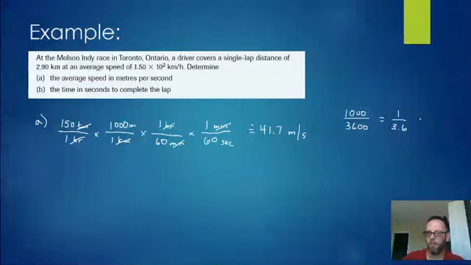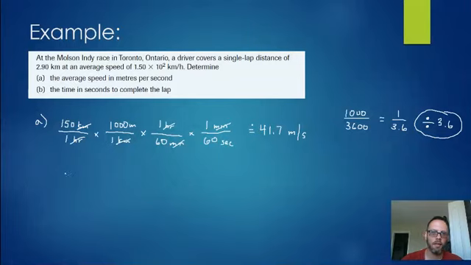with 1 over 3.6. So the long and short of it is, if you want to go from kilometers per hour to meters per second, it's just equivalent to dividing by 3.6. And in the same way, if you want to go from meters per second to kilometers per hour, you can multiply by 3.6. So moving forward in the course, having done that conversion once, I don't need to do it more. I can just use that conversion factor of 3.6. So we've done A. So the average speed was 41.7 meters per second.